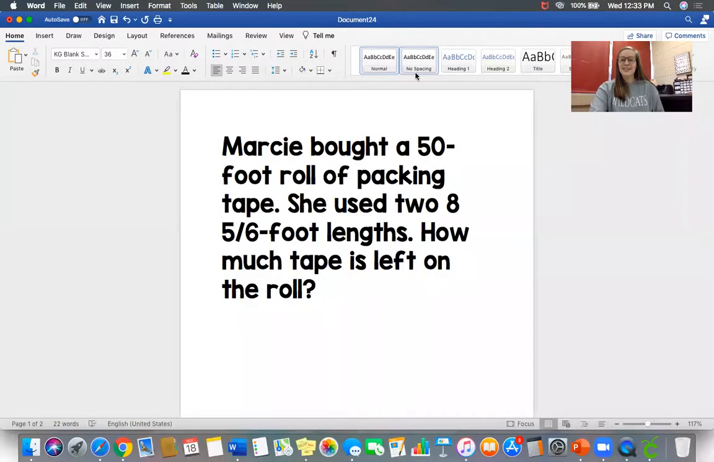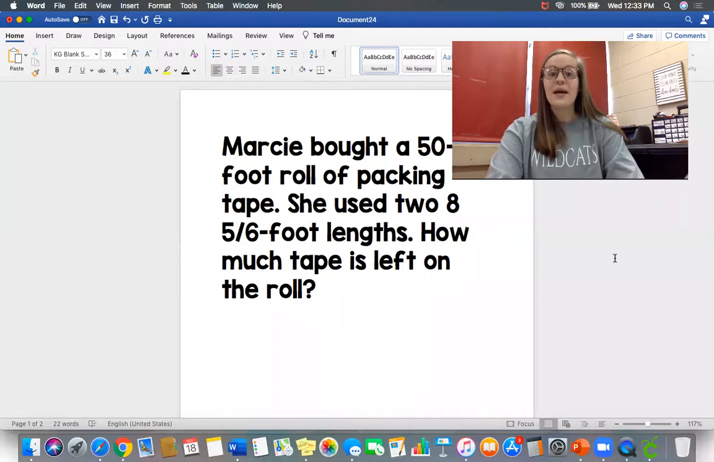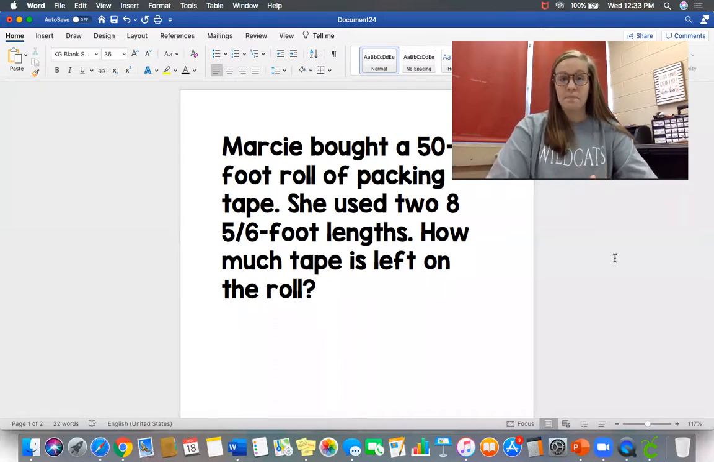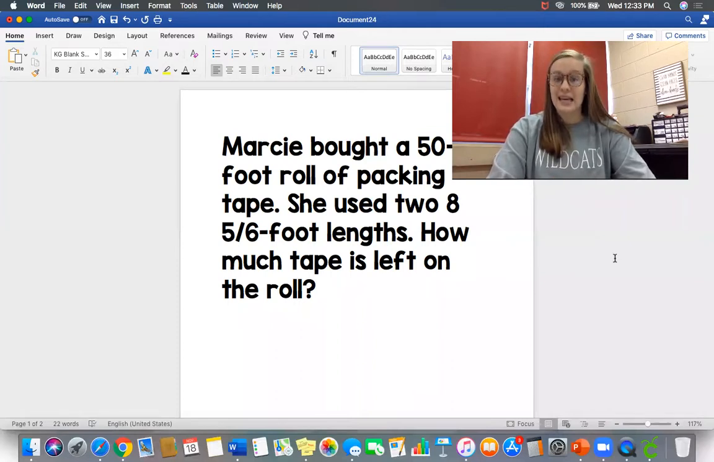Hello, boys and girls. So, today's lesson, if you can't tell by just looking at the screen, we are going to be breaking apart this word problem. Marcy bought a 50-foot roll of packing tape. She used two 8 and 5/6 foot lengths. How much tape is left on the roll?